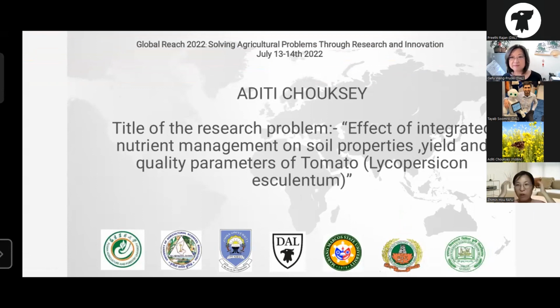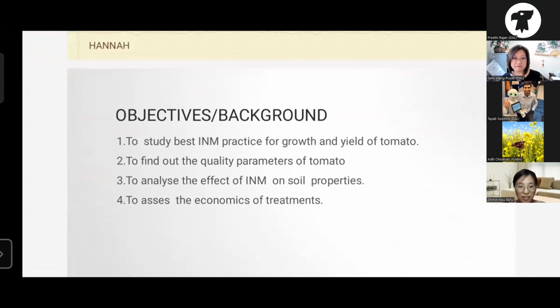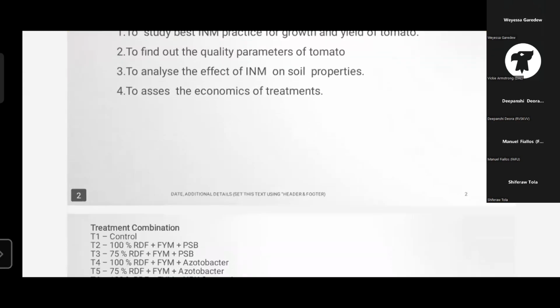And my title of research problem is Effect of Integrated Nutrient Management on Soil Properties, Yield and Quality Parameters of Tomato, that is Lycopersicum esculentum. The objectives: first, to study the best INM practice for the growth and yield of tomato. Second, to find out the quality parameters of tomato like TSS and titrable acidity. Third, to analyze the effect of integrated nutrient management on soil properties. Fourth, to assess the economics of the treatments.